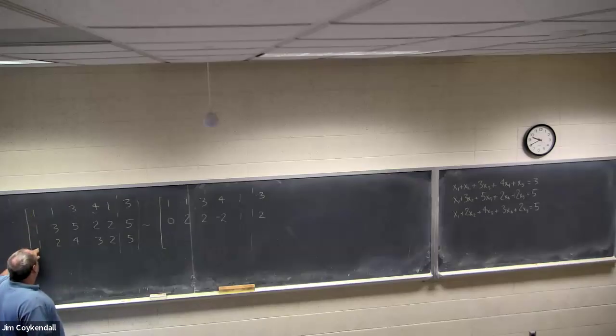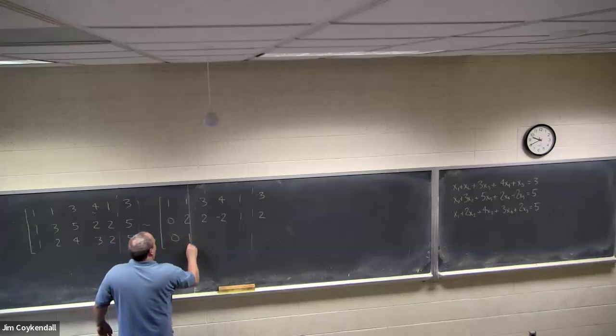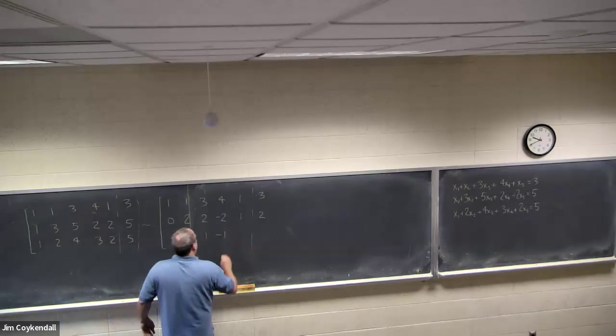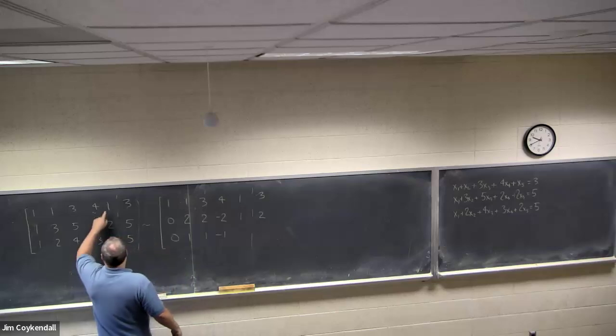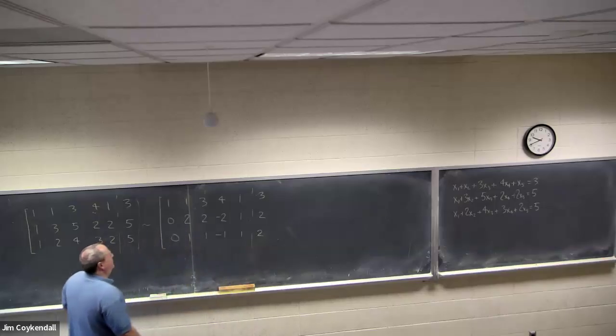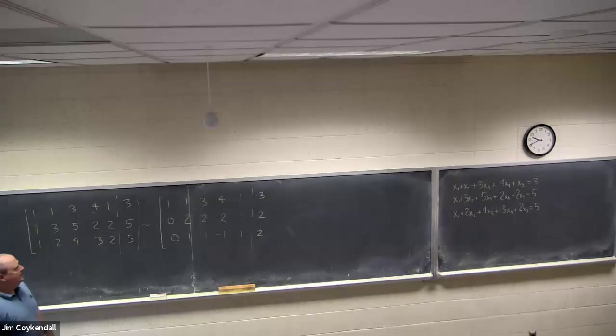Multiply this by -1 and add it here. I'm going to get 0, 1, 1, -1, 1, 2, I guess. Anybody see what perhaps I should do at this juncture?